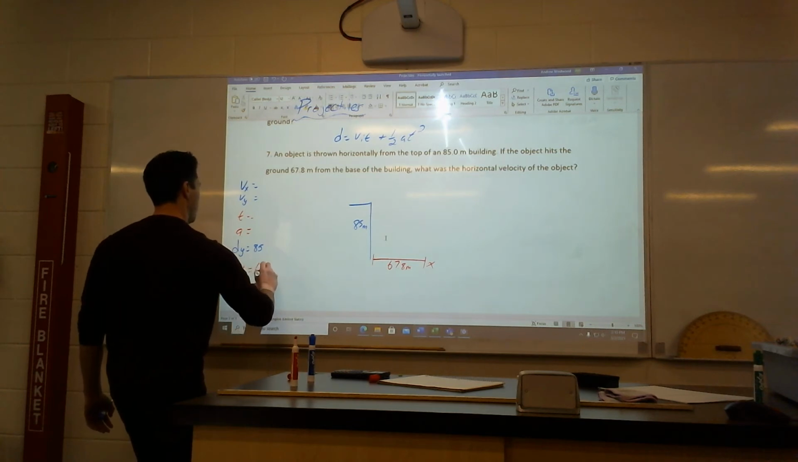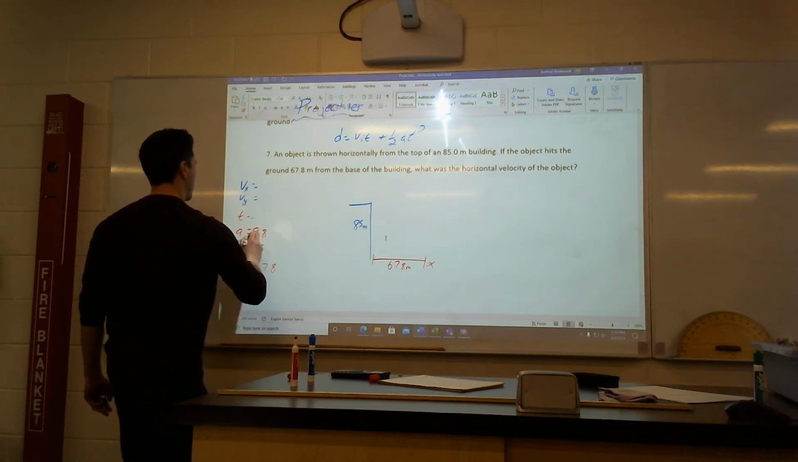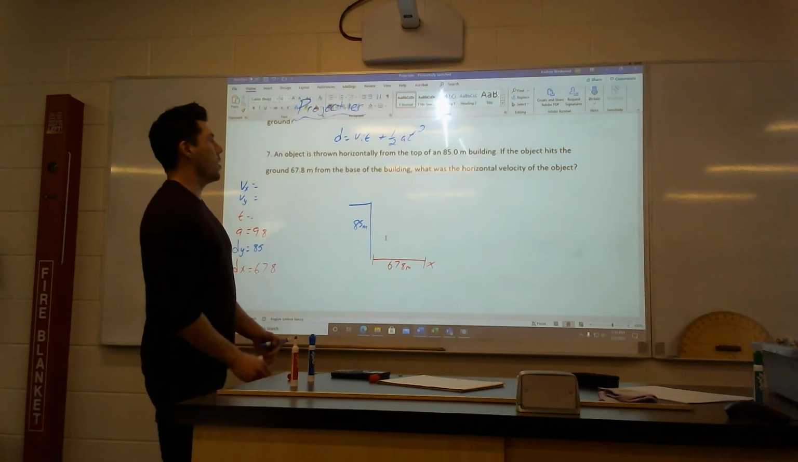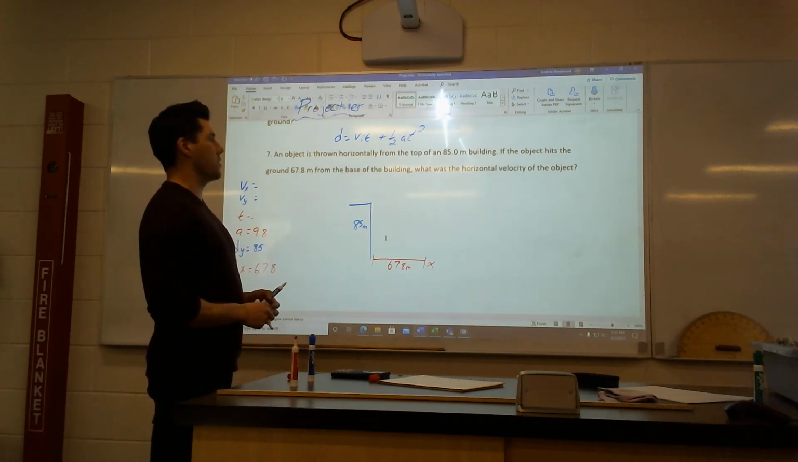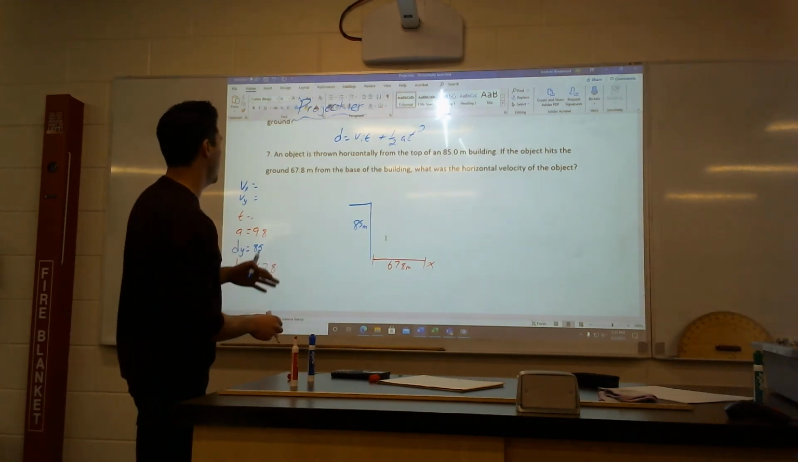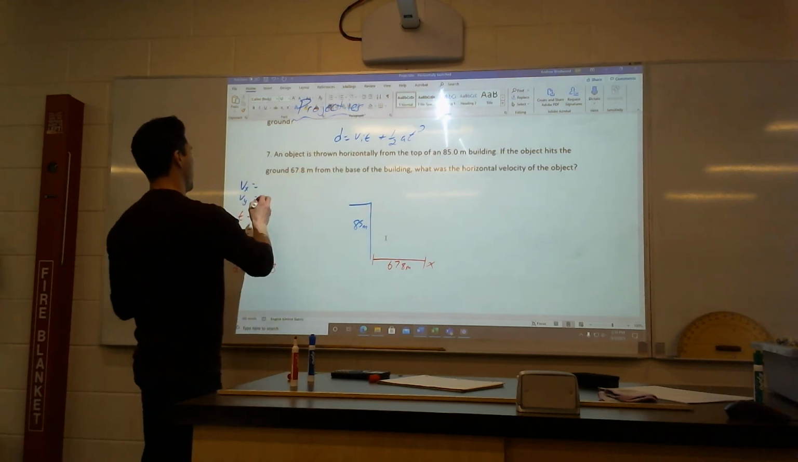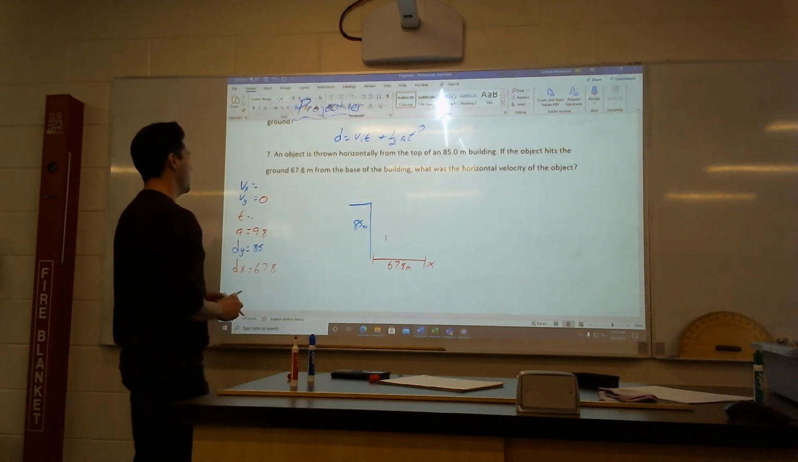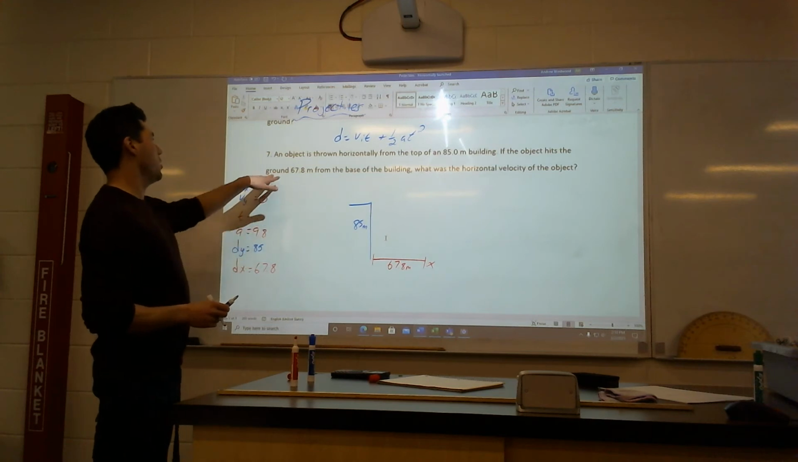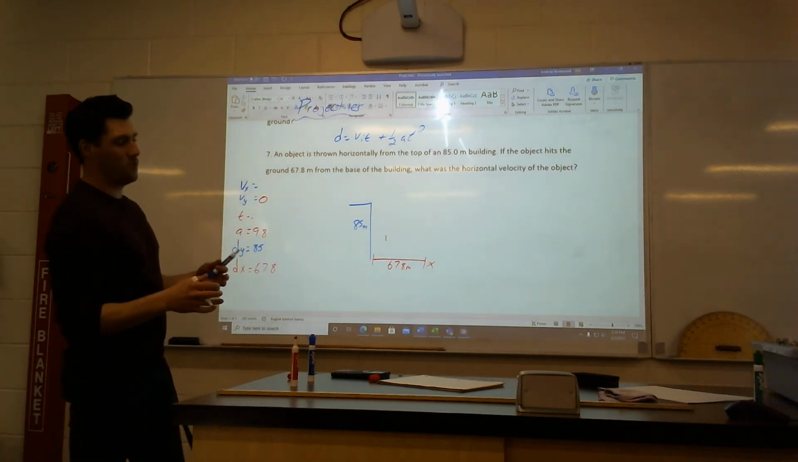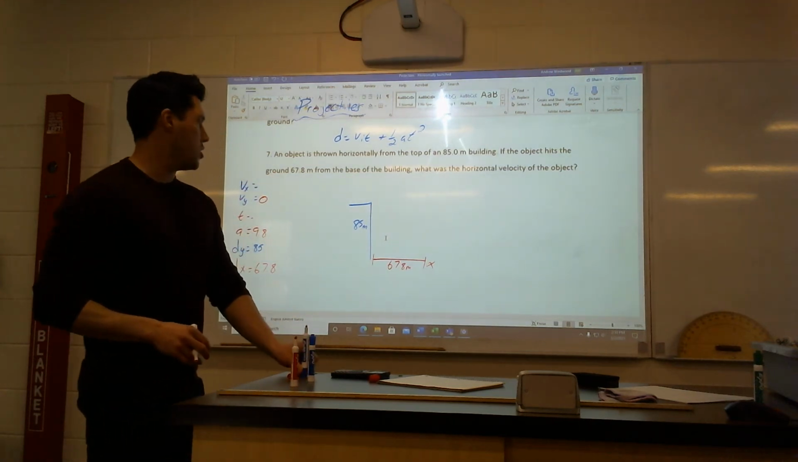Okay, I know my acceleration. What was the horizontal velocity of the object? Basically, this is thrown horizontally, which means my Vy will automatically be 0. I don't know my time, and I don't know my Vx yet. So let's try and figure this out. What could I do here?